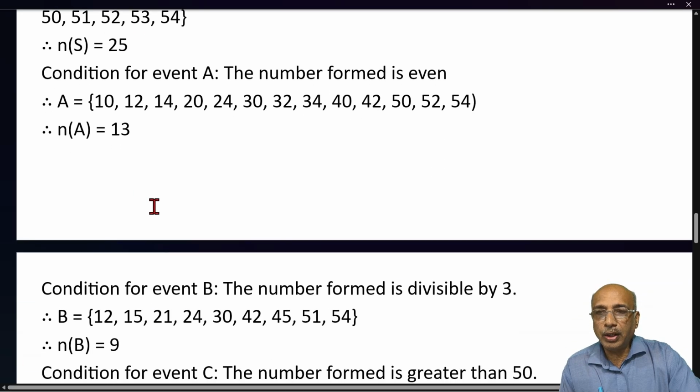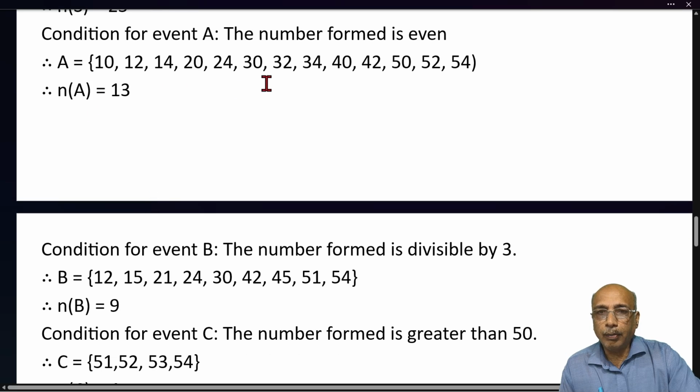Now, condition for event A: the number formed is even. Even numbers, you know very well how to find out. So, A will be 10, 12, 14, 20, 24, 30, 32, 34, 40, 42, 50, 52, 54. The total number of elements here is 13. So n of A is 13.